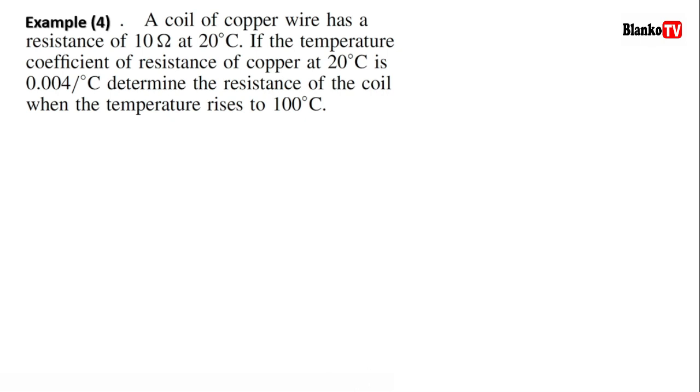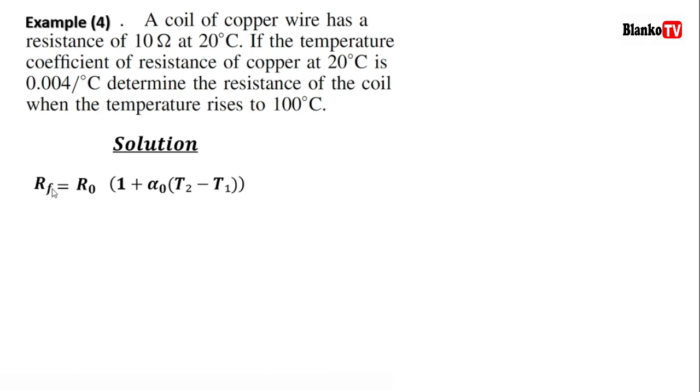Okay, so let's move on with the solution. So we use the formula RF equals RO multiplying into bracket 1 plus alpha multiplying T2 minus T1 in the bracket. That is, RF equals RO multiplying 1 plus alpha multiplying T2 minus T1 in a bracket.